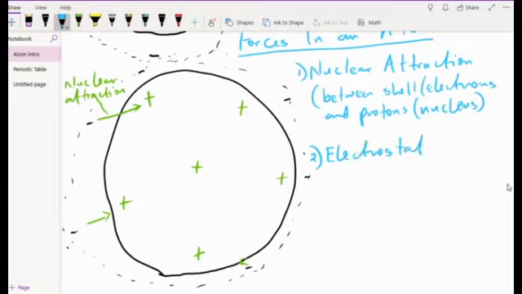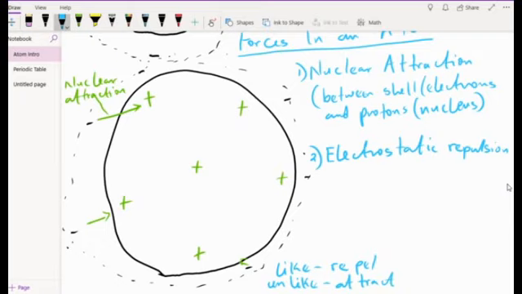Electrostatic or electrostatic repulsion, they mean the same thing. Remember, according to the laws of electrostatics, like charges repel, unlike charges attract. So that applies here also. So electrostatic repulsion occurs between the protons in the nucleus of an atom.